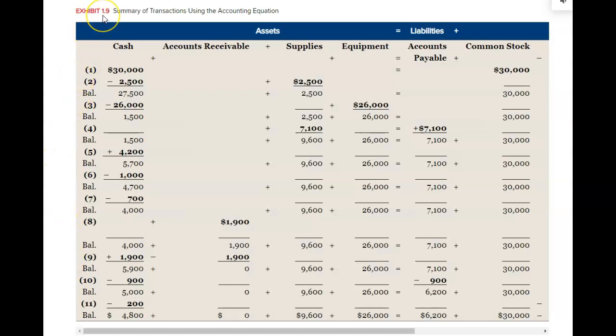Here's Exhibit 1.9 from your textbook. Very similar to the schedule we prepared for Craven's. However, in Craven's we did not find the balance after every transaction. We just waited and found the balance at the end of the month.